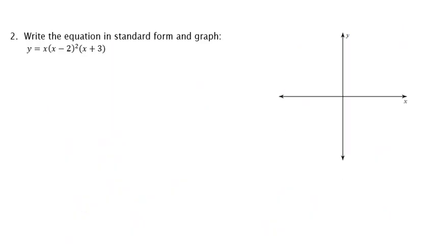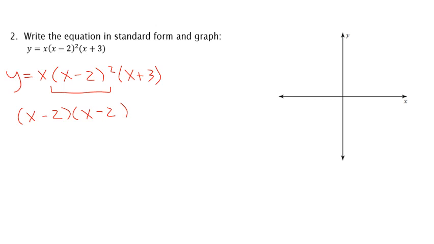In this example, we're going to write the equation in standard form and then graph. So first, let's write the equation in standard form, and then we'll talk about the graph. The first thing you're going to notice is if we write this out, we actually have quite a bit that we have to multiply. We can't distribute the x to the x minus 2 because we have a squared here. So we might take this x minus 2 squared and multiply that out first.